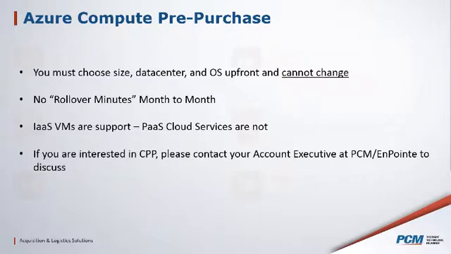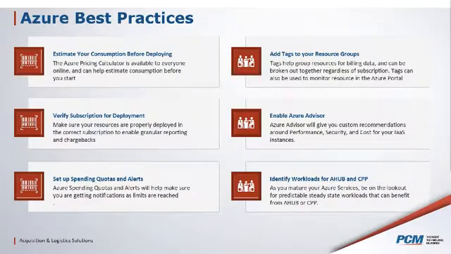So in conclusion here, guys, best practices for controlling costs in the cloud: estimate your consumption before you deploy, verify where your services, your deployment is going to live, make sure it is aligned with the correct subscription, account, and department to help you get a better handle on your billing. Set up spending quotas and alerts either through the account or through the department to make sure that you're not blasting through some specified amount of spend that you expected.